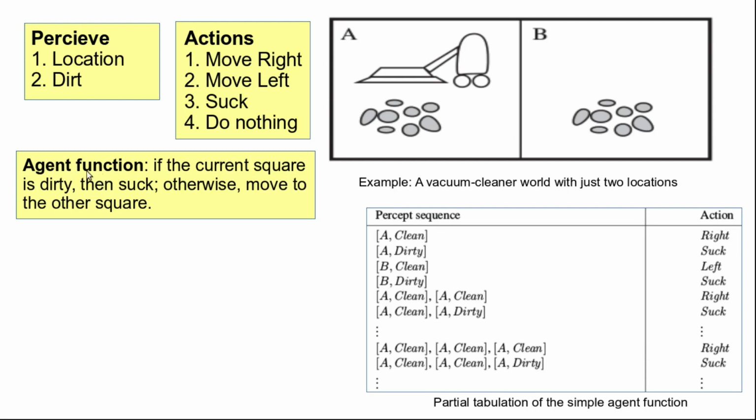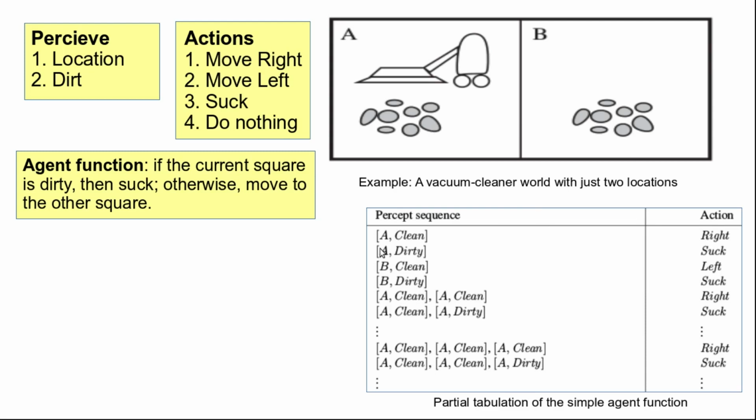It's already specified in the agent function. It says if the current square is dirty, then try to clean the room. Otherwise, you move to the other square. So in the first row, we are in room A and room A is clean. According to the agent function, because it is clean, we should try to move to the other room. Because we are currently in room A, we have to try to go to room B, which means we have to move right. So the action would be move right.